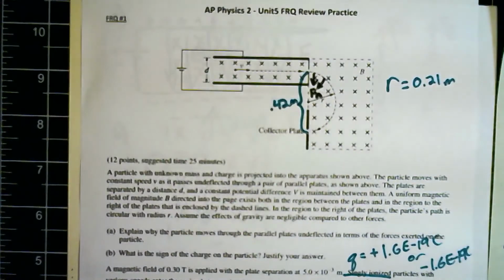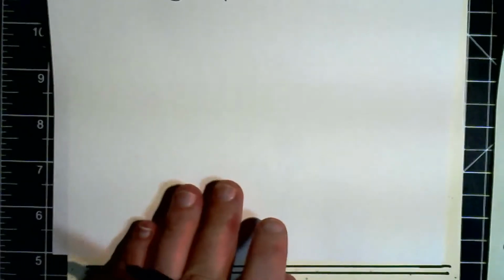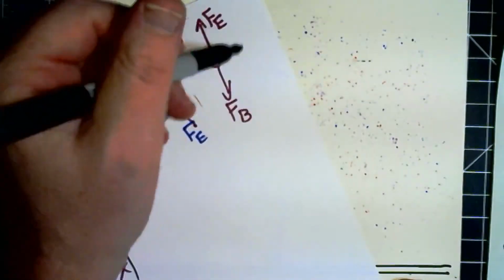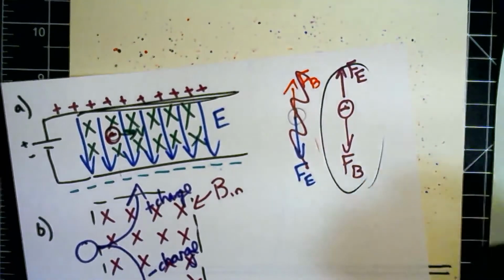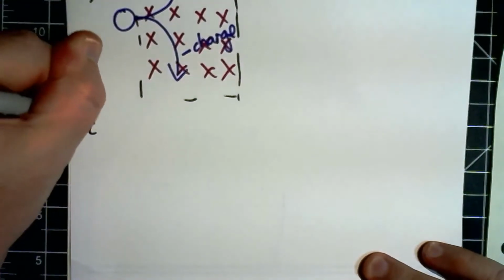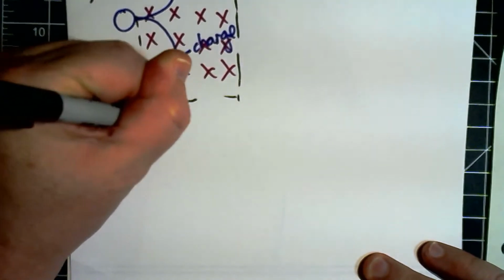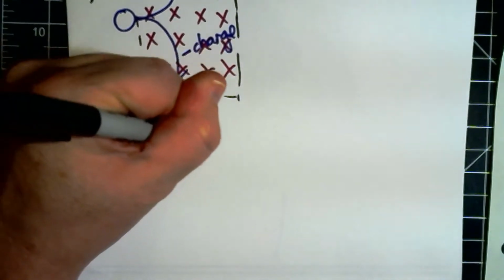Question C. Based on your explanation in Part A, derive an algebraic expression for the potential difference that must be applied to produce the motion of the undeflected particles. Use that expression to calculate the numerical value of the potential difference. So anytime I have some kind of a complicated setup, I'm always going to start with the basic facts of what we know. And what we know from Part A is that the electric force and the magnetic force are equal. So we'll say that the electric force must equal the magnetic force.